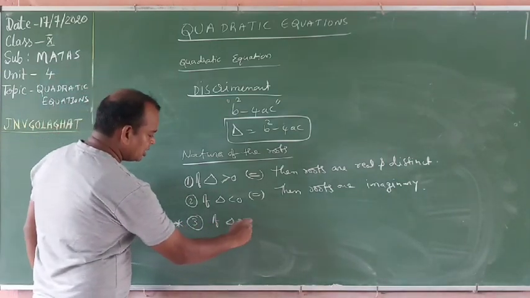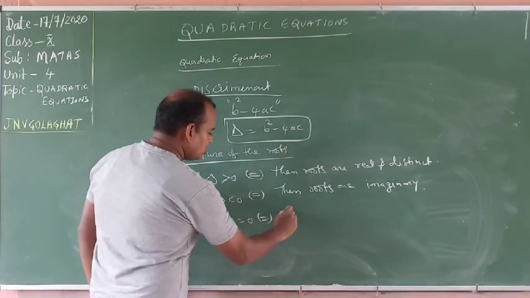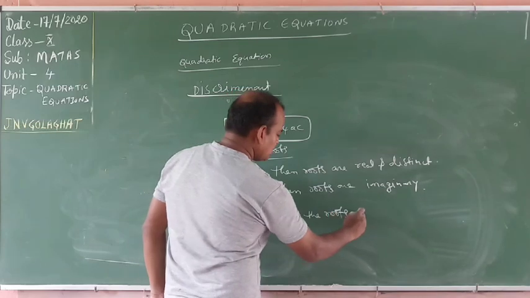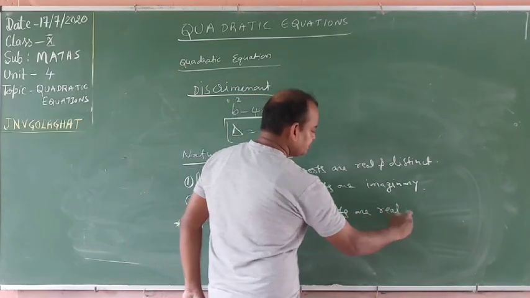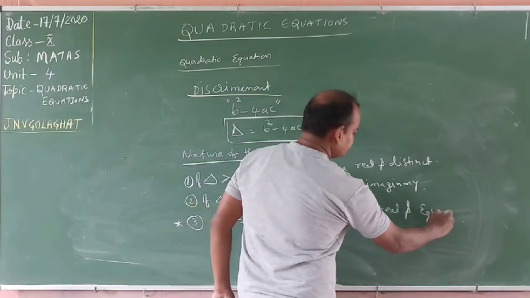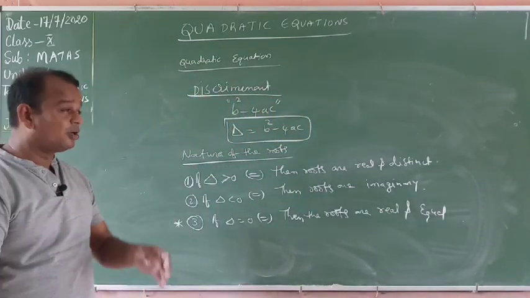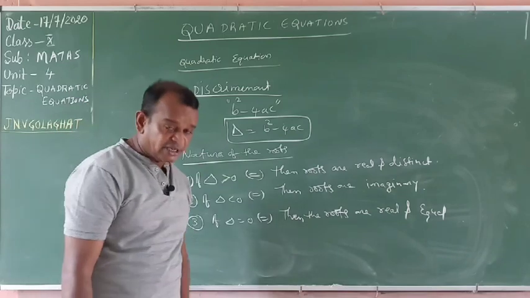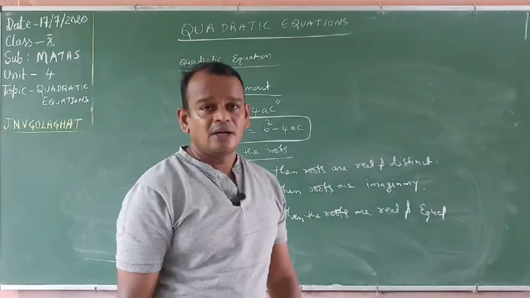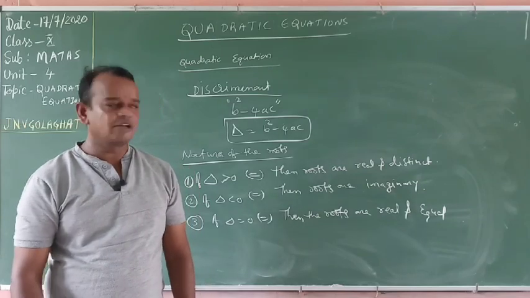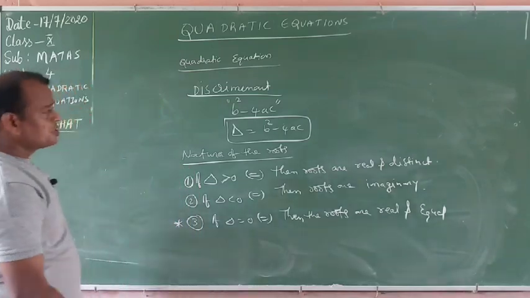If delta equals 0, then the roots are real and equal. Delta means discriminant. Discriminant equal to 0, the roots are real and equal. Now, what type of questions are asked?